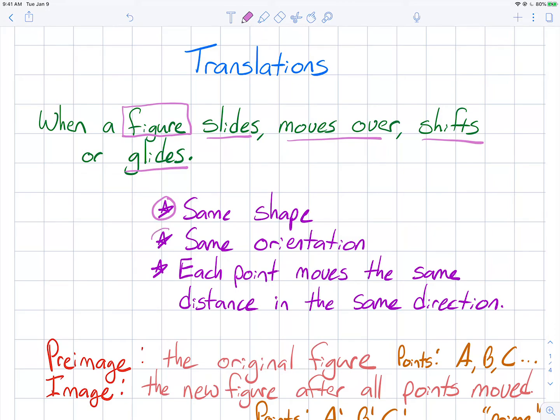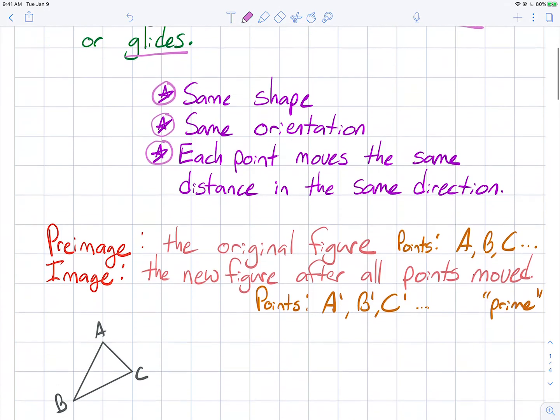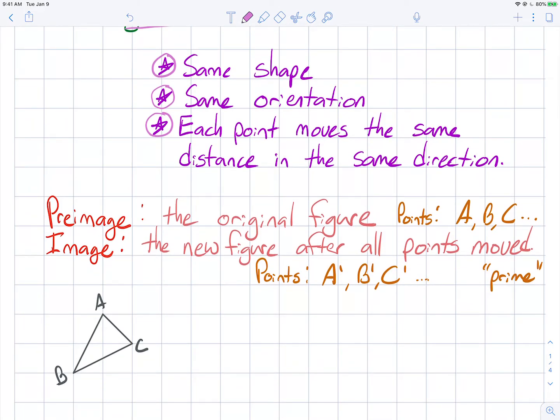It has the same orientation, which means the top is still at the top, the bottom is still at the bottom. And each point moves the same distance in the same direction. Now there's two pieces of vocabulary you need to know. The first one is the pre-image. When they say pre-image, they're talking about the original figure, where it originally was placed.